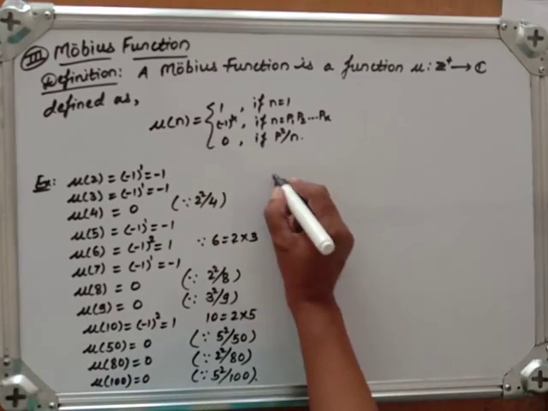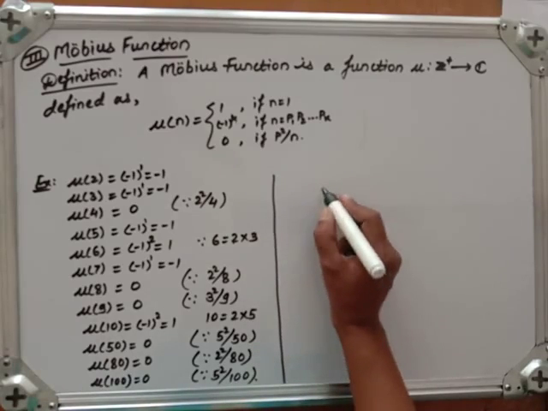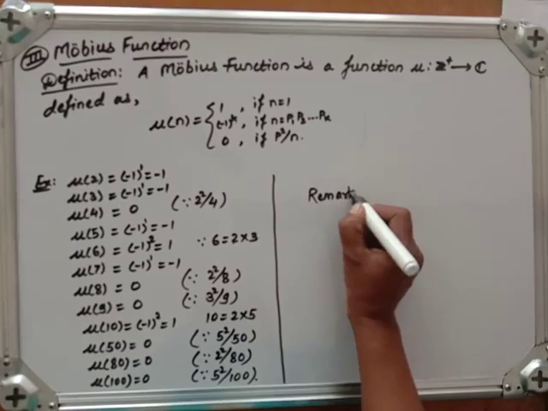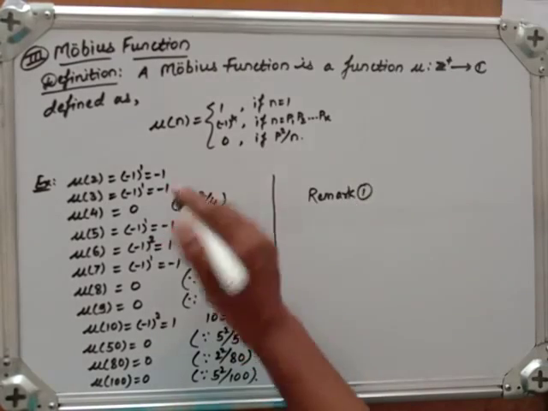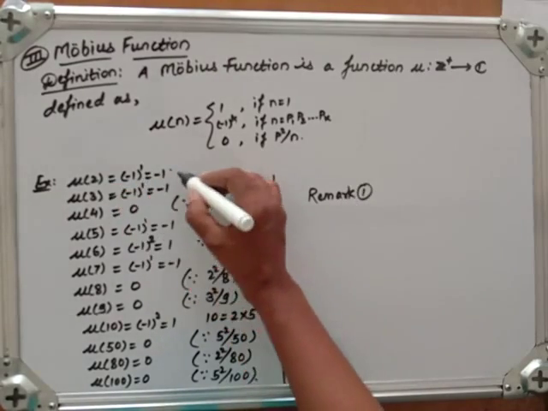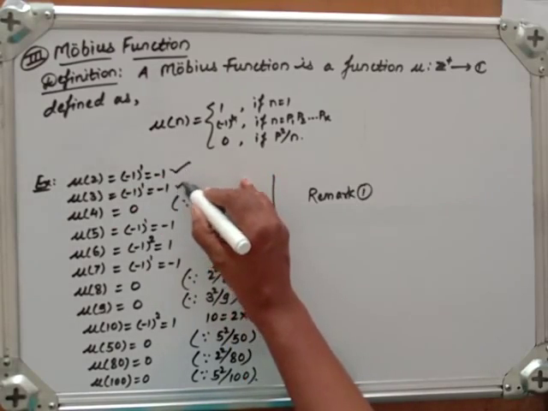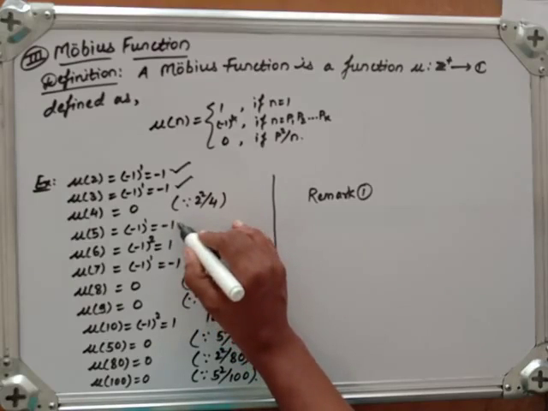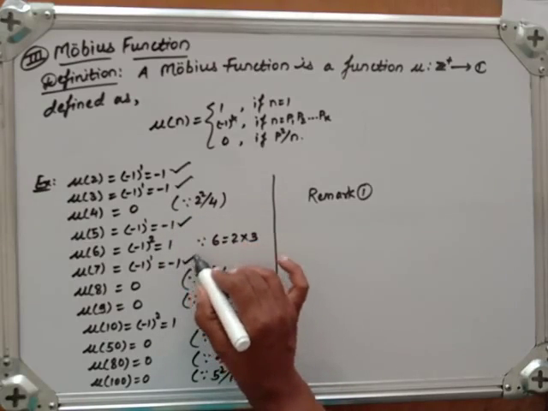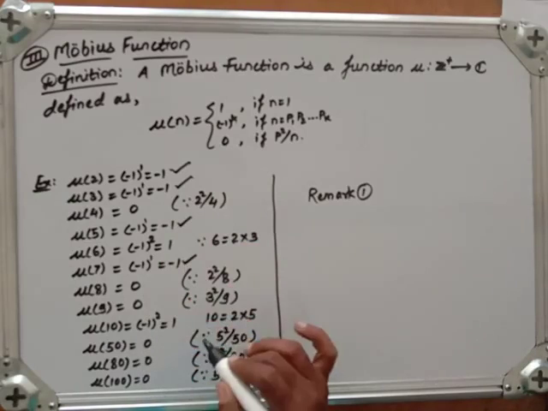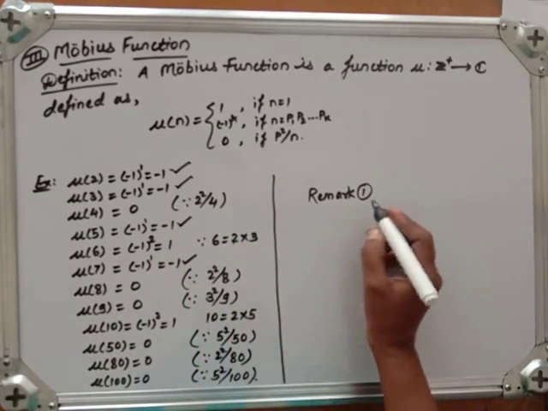So from these we can write the remarks. Suppose let me write 2 remarks. Remark 1. From these, if you observe, look at here. This 2 is a prime number, its Mobius function having value -1. 3 is a prime, Mobius function having value -1. 5 is a prime having value -1. 7 is a prime having value -1. Others are not prime. Well, these are prime. So what can we say?